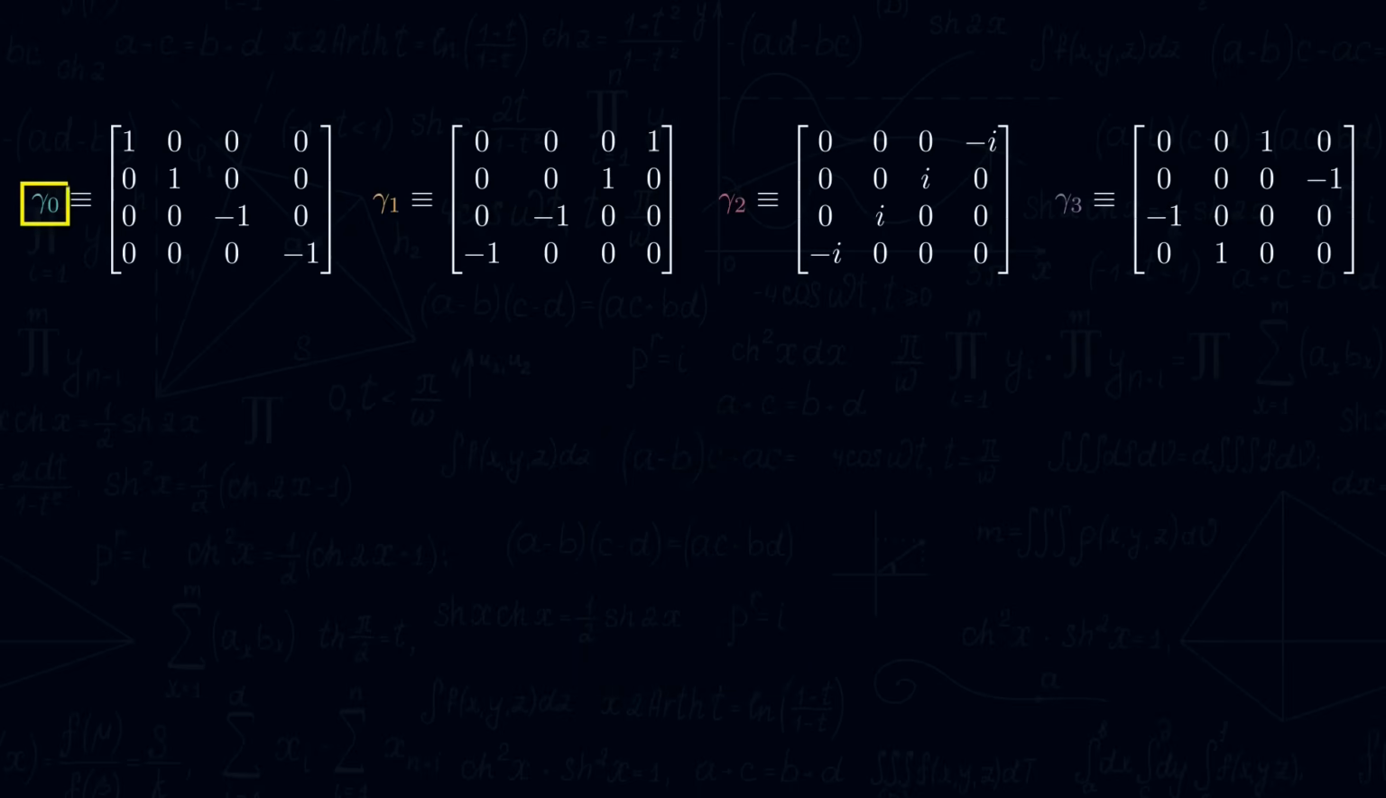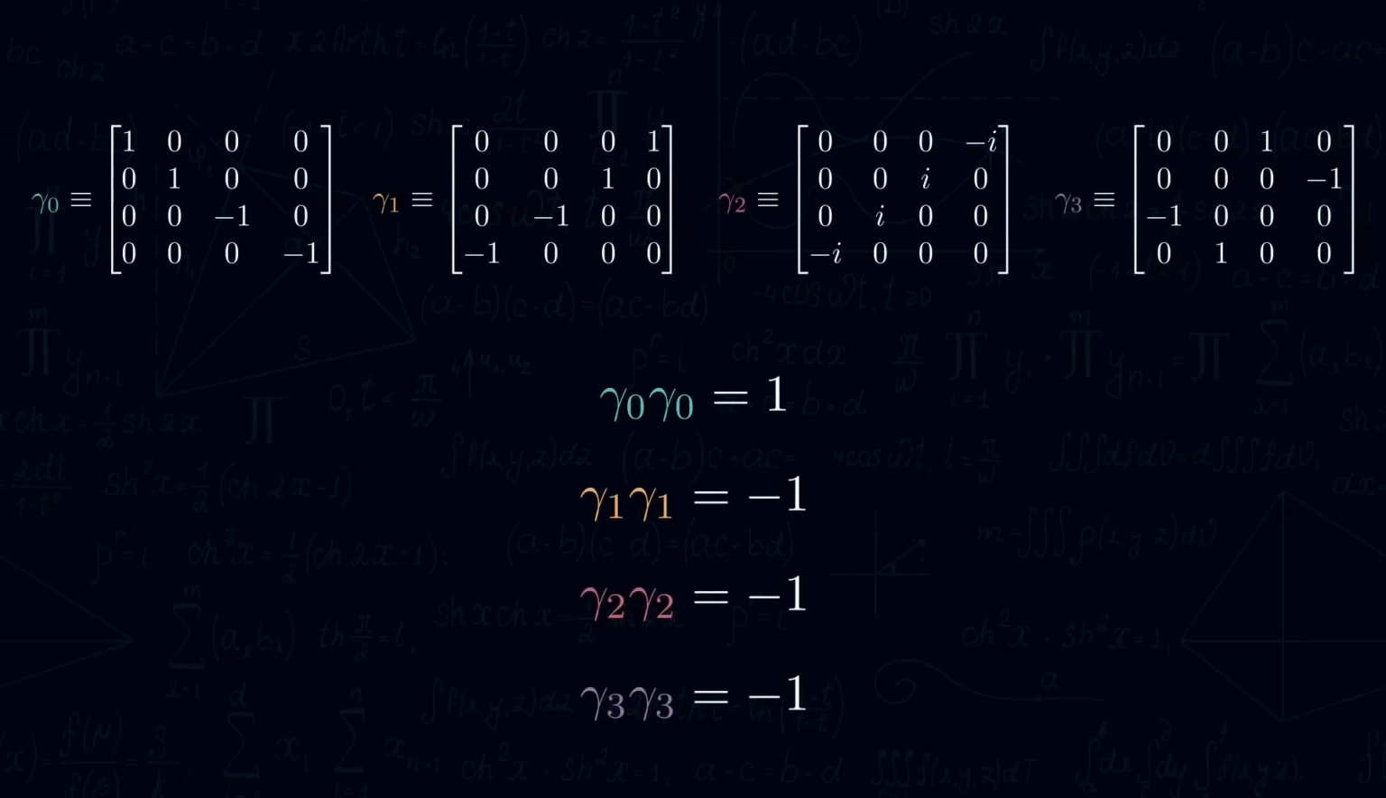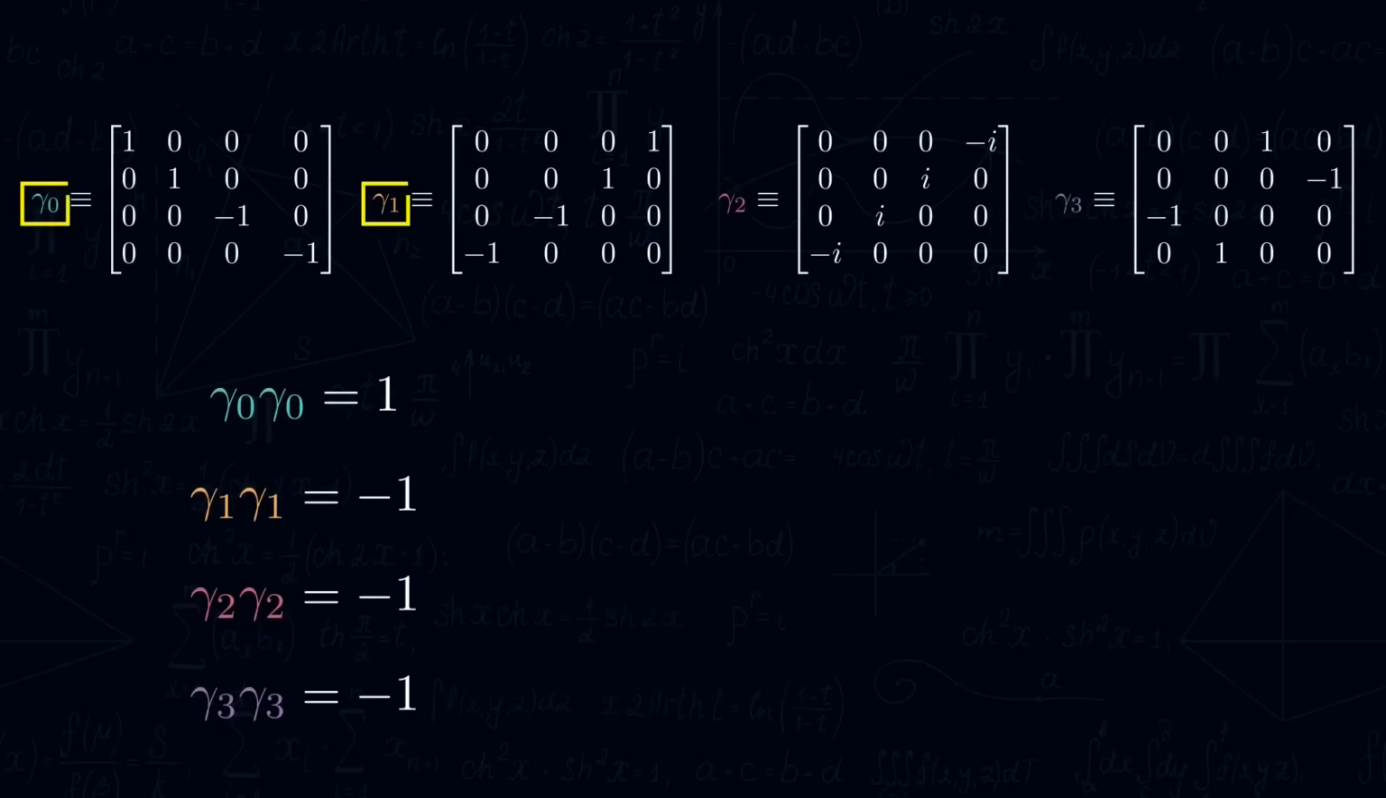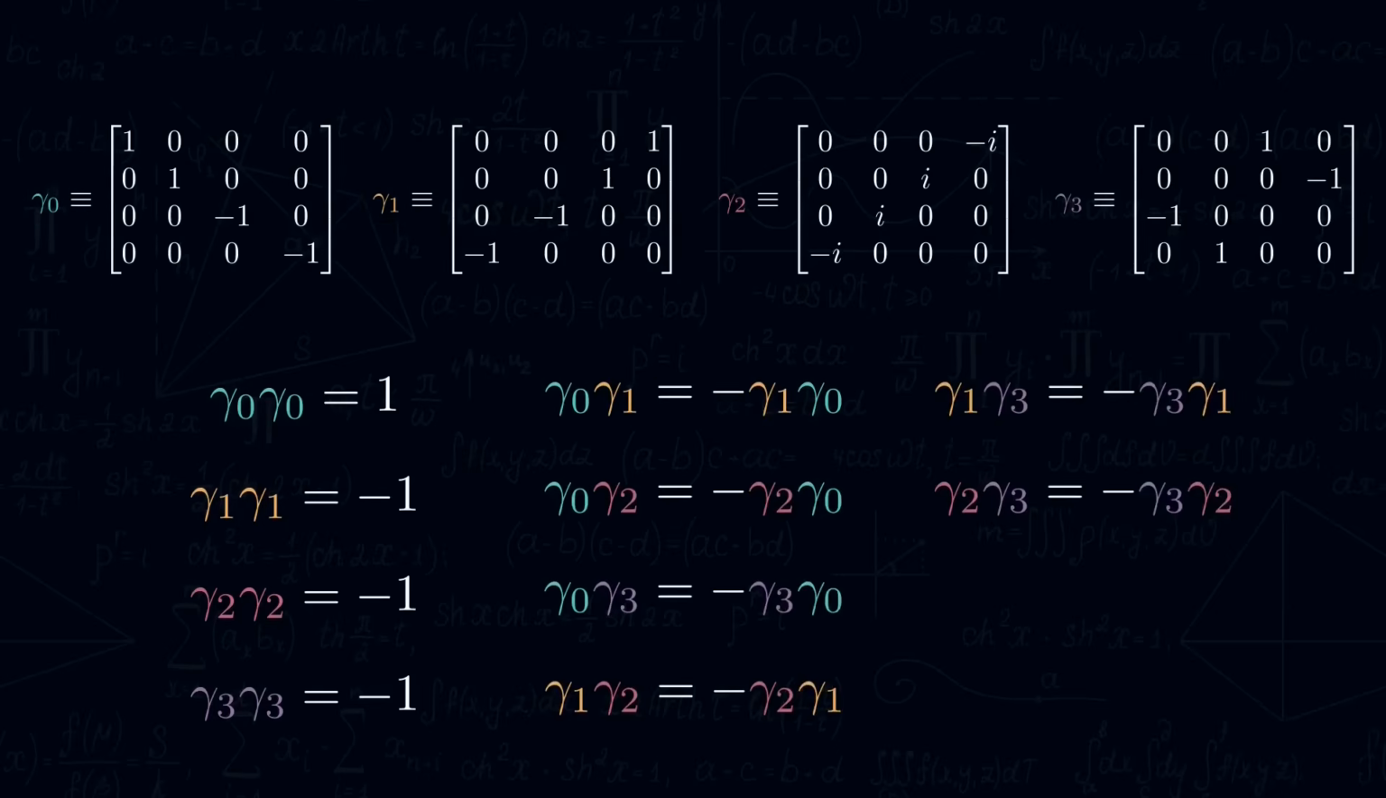Now the rules change slightly. Gamma 0 times itself equals 1. That's the identity matrix. Gamma 1, 2, and 3, when squared, are equal to -1. Any two different gammas anti-commute, just like before. These are not all the rules, but we're good to go for now.